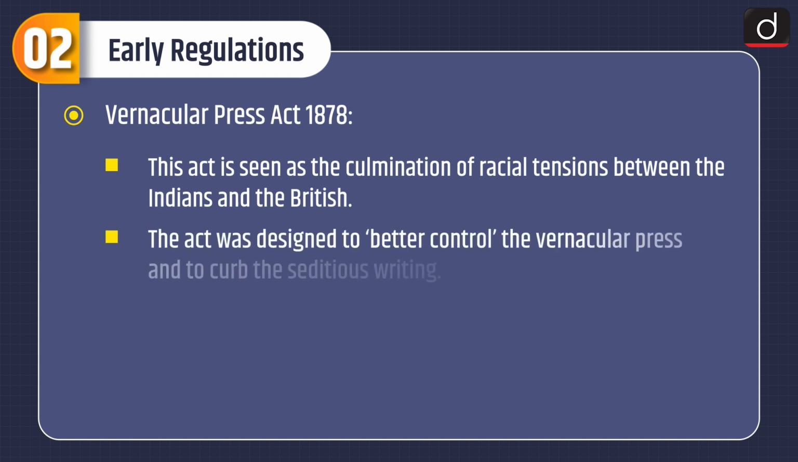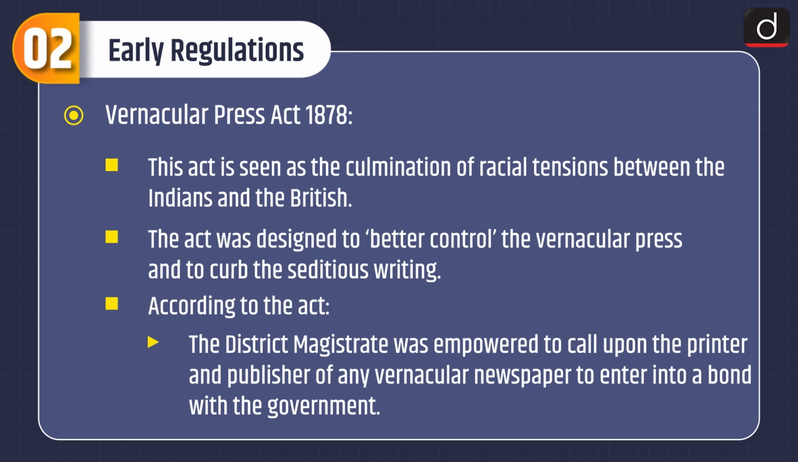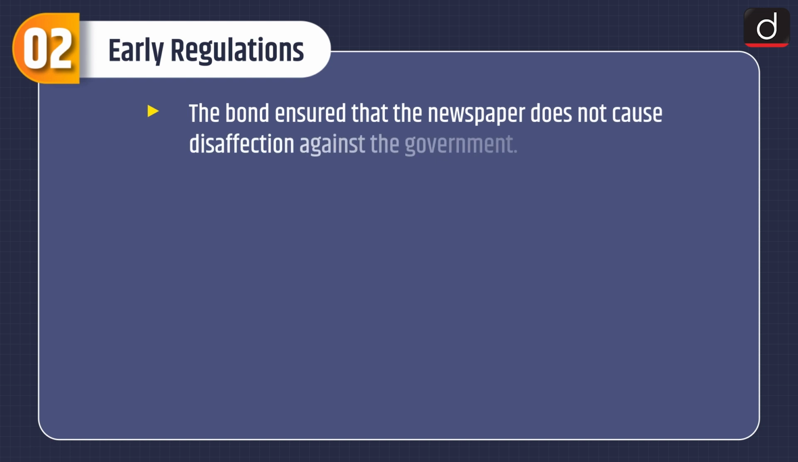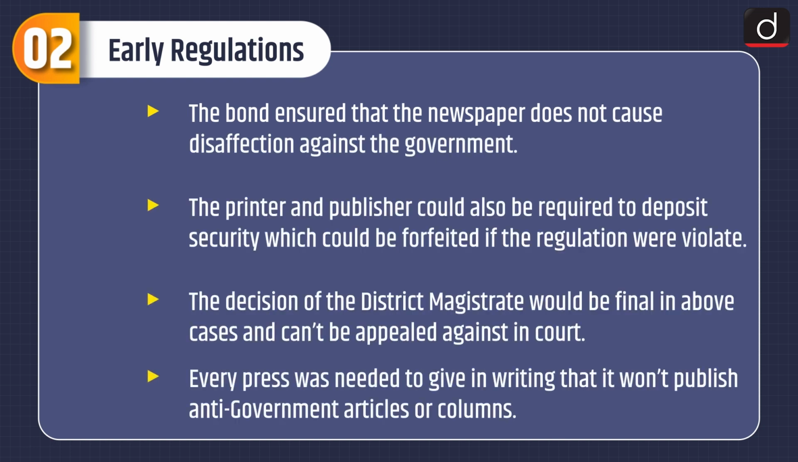Vernacular Press Act 1878. This act is seen as the culmination of racial tensions between the Indians and the British. The act was designed to better control the vernacular press and to curb the seditious writing. According to the act, the district magistrate was empowered to call upon the printer and publisher of any vernacular newspaper to enter into a bond with the government. The bond ensured that the newspaper does not cause disaffection against the government.